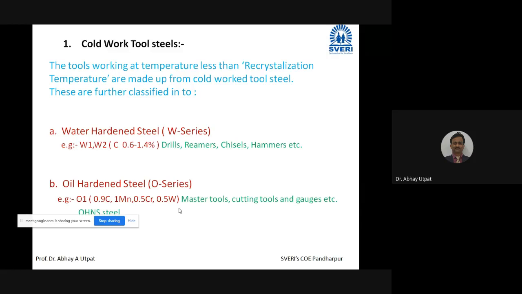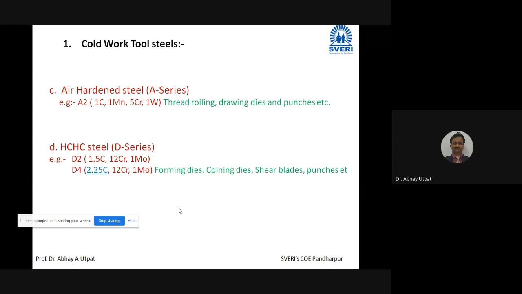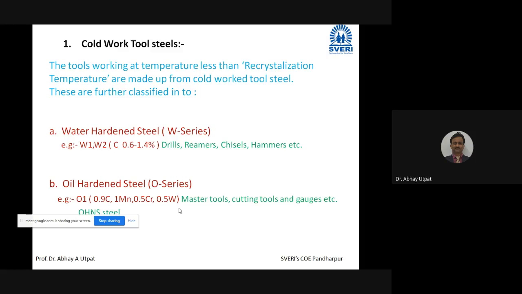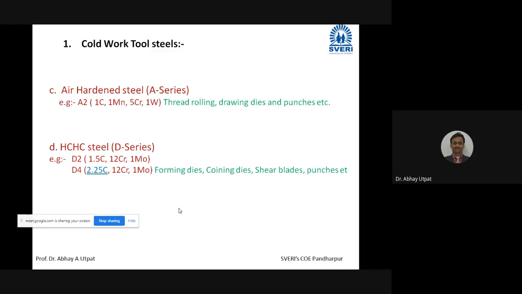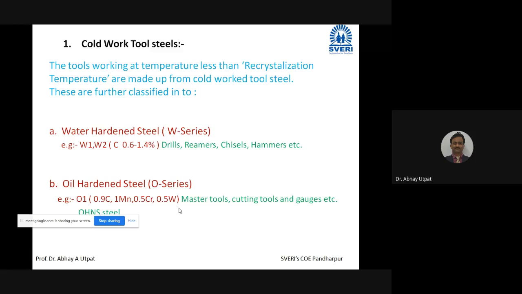First, water hardened steel. Second, oil hardened steel. Third, air hardened steel. And fourth, high carbon, high chromium steel. I'll repeat once again: water hardened steel, oil hardened steel, air hardened steel, and high carbon, high chromium steel. Let us see what this concept is.